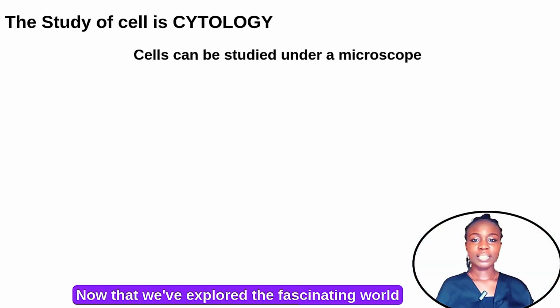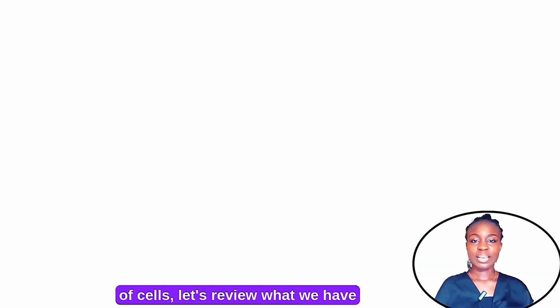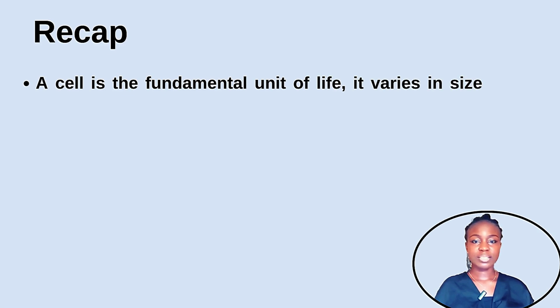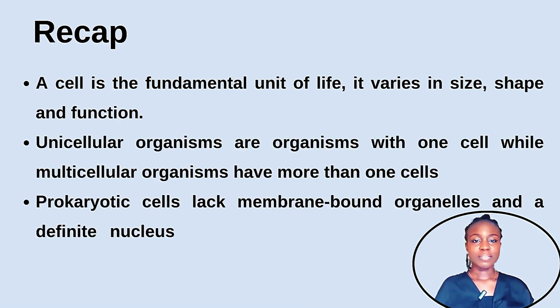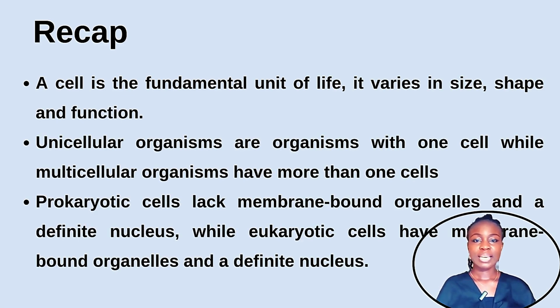Now that we've explored the fascinating world of cells, let's review what we have covered. A cell is the fundamental unit of life. It varies in size, shape, and functions. Unicellular organisms are organisms with one cell, while multicellular organisms are organisms with more than one cell. Prokaryotic cells lack membrane-bound organelles and a definite nucleus, while eukaryotic cells have membrane-bound organelles and a definite nucleus.